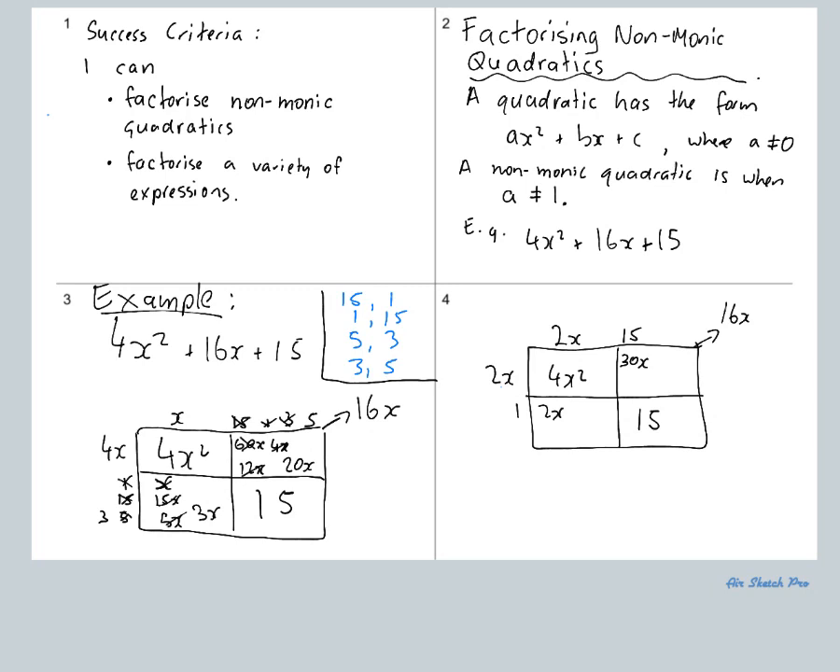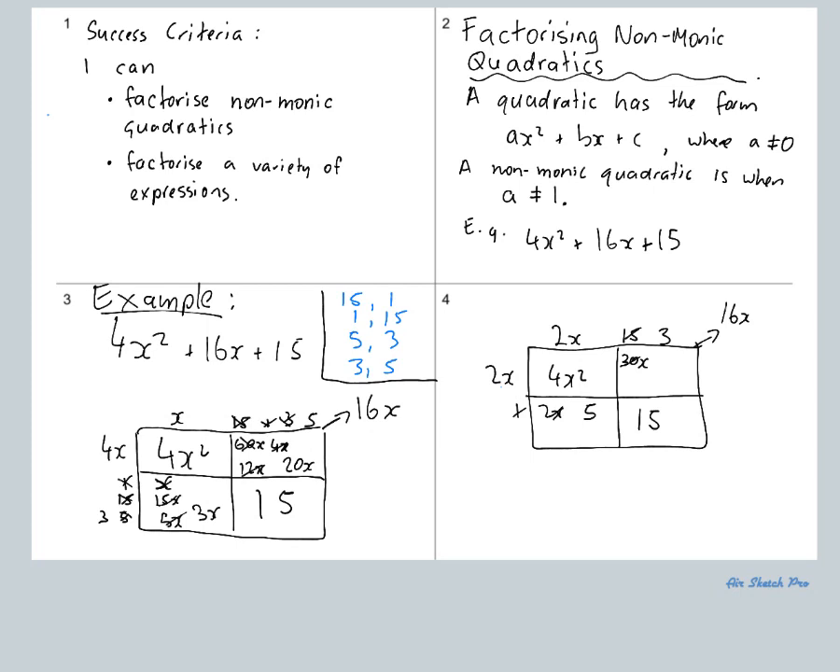Now, in this case, I don't need to flip the 15 and the 1 because I've chosen 2x and 2x. Because 2x and 2x are the same value here and here, there's no point flipping. Here I have to flip them because the 4x and x are different. But because it's 2x and 2x, no point in flipping. Okay, so 15 and 1 didn't work. Cross, cross, cross, cross. So now I'll try the other pair, which is 3 and 5.